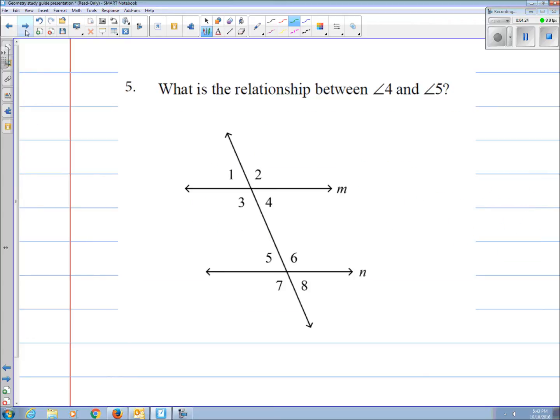Number 5. What is the relationship between angle 4 and angle 5? Those are on opposite sides of the transversal. This is the transversal. They're on opposite sides of the transversal, so it's alternate.